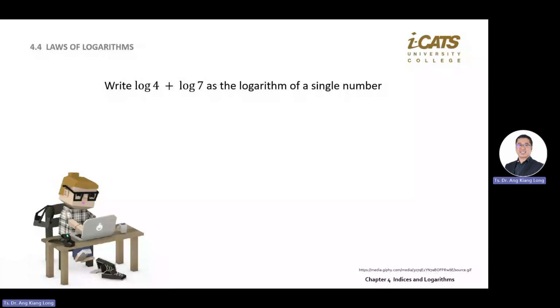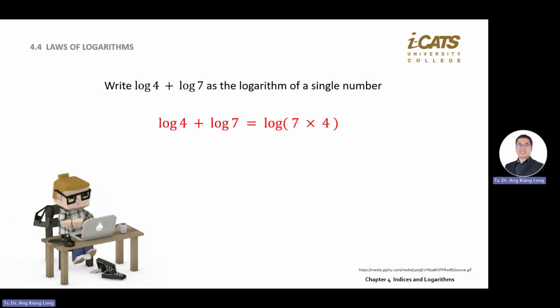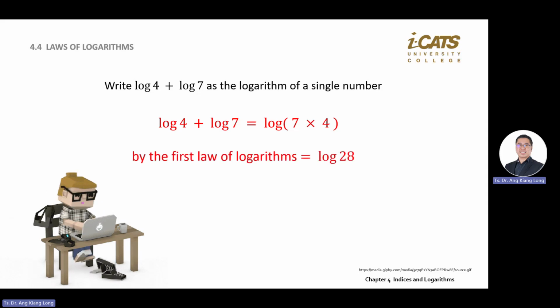Okay. So, just a quick test for you. Can you write log 4 plus log 7 as a single number? Means log what? So it's log 28. So the answer will be like this. Log 4 plus log 7 equal to log 7 multiply 4, arrive at log 28. That is the first law. Then sometimes after this you press calculator.